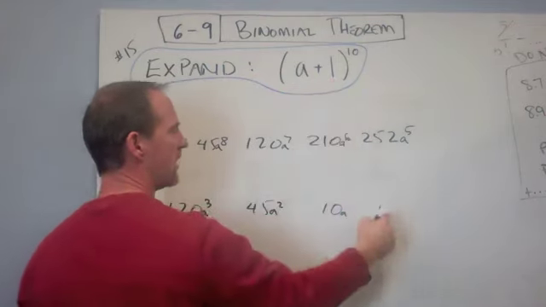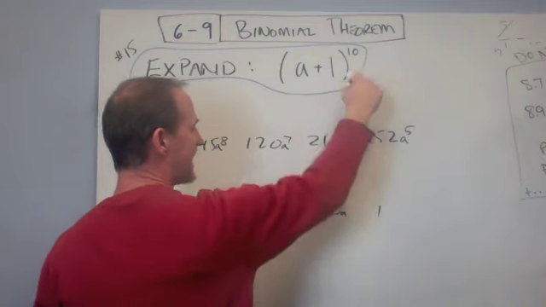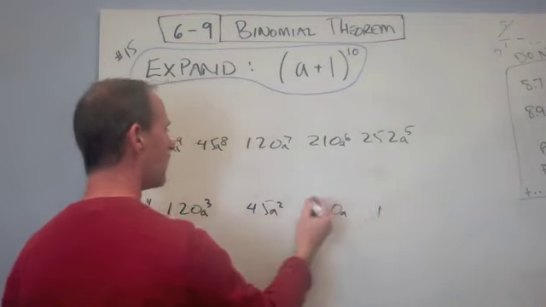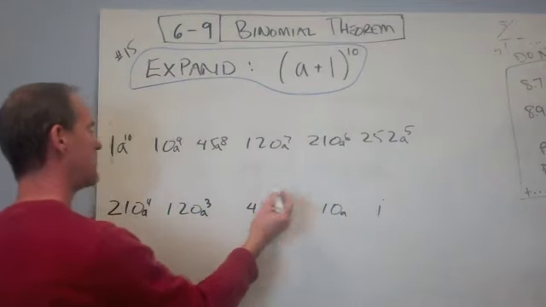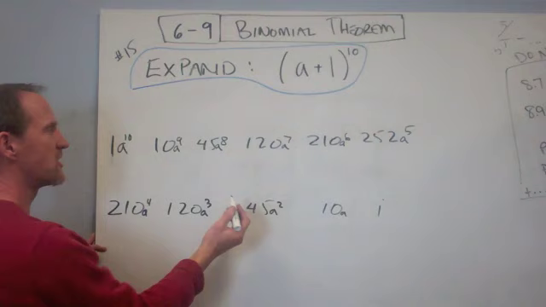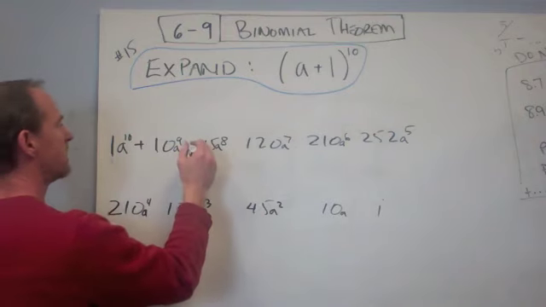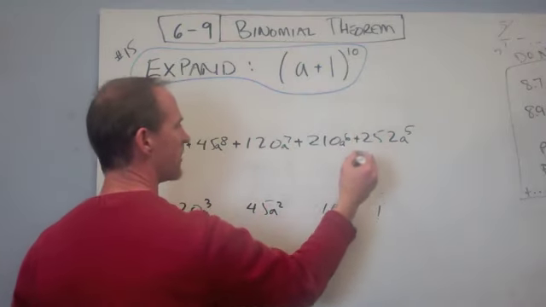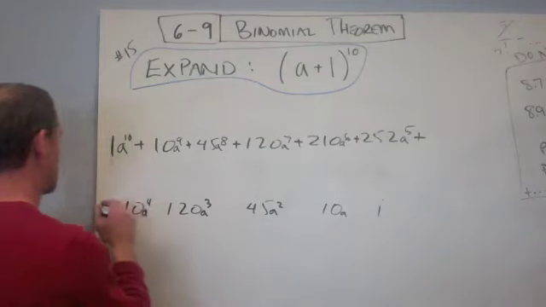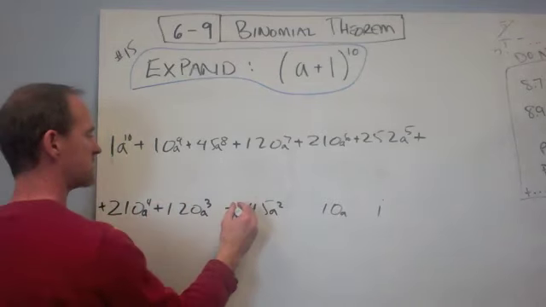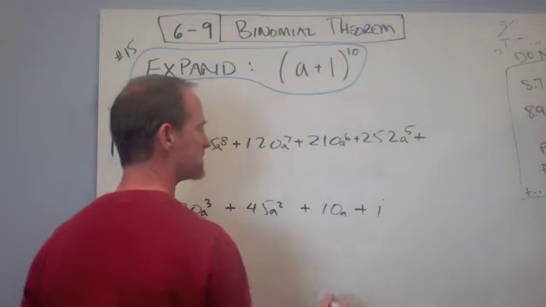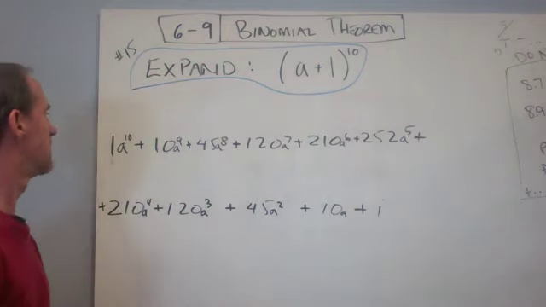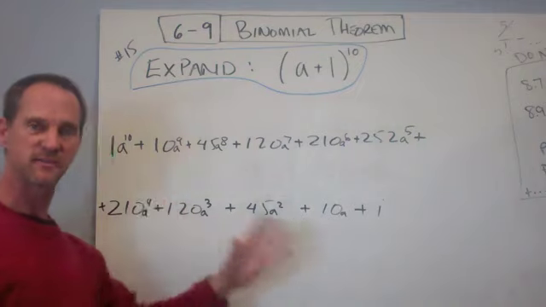So 1 now to the 10th is just going to be 1, and 1 to the 9th is just going to be 1, and 1 to the 8th is just going to be 1. So I can just stop right here and put pluses in there, and I am done with that homework problem. There's a plus, there's a plus, there's a plus, there's a plus, there's a plus, and there's a plus, all right? And that's basically your final answer. It is an expanded form.